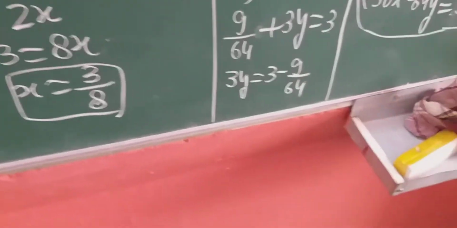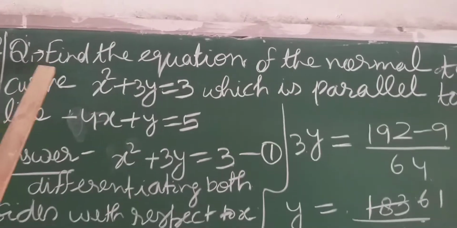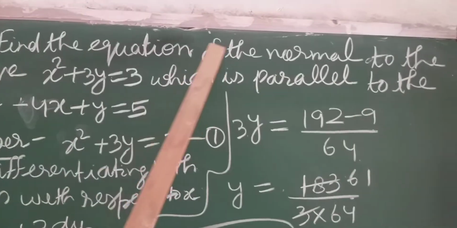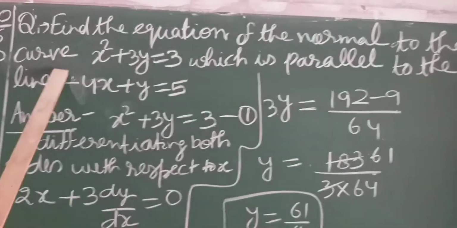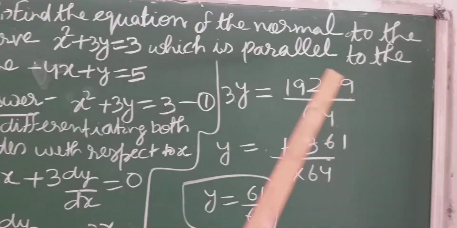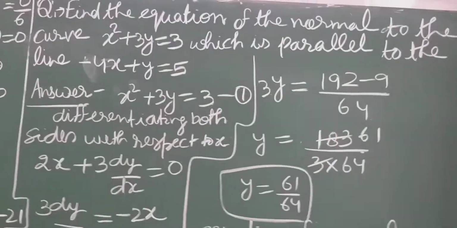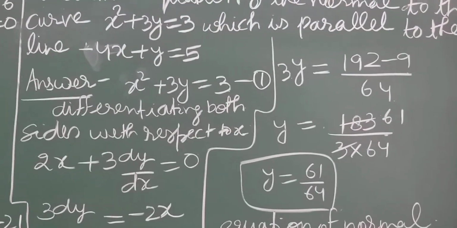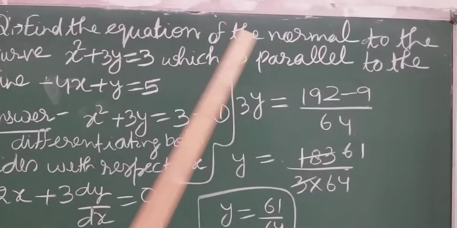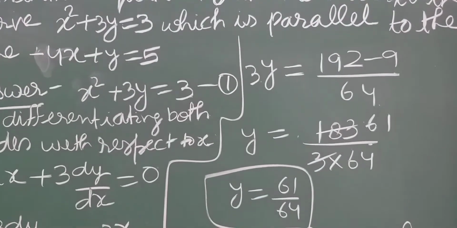Now let us solve one more question, student. Question number 2. Find the equation of normal to the curve x square plus 3y equal to 3, which is parallel to the line minus 4x plus y equal to 5. Student, we have to find the equation of normal, so we need the slope and the point.